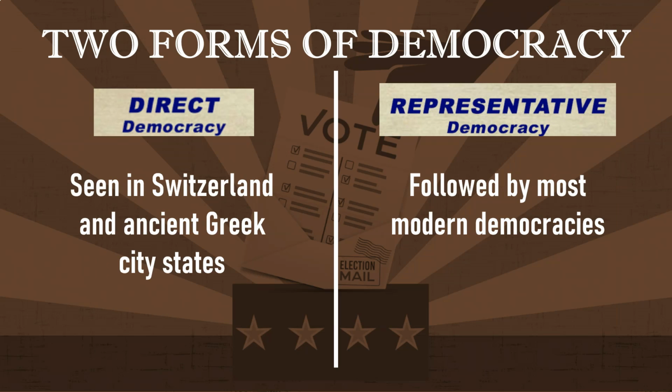So direct democracy is seen in Switzerland today, and it was also a characteristic feature of ancient Greek city-states, more specifically Athens. And representative democracies are followed by most modern democracies today, including India, the UK, and the US.